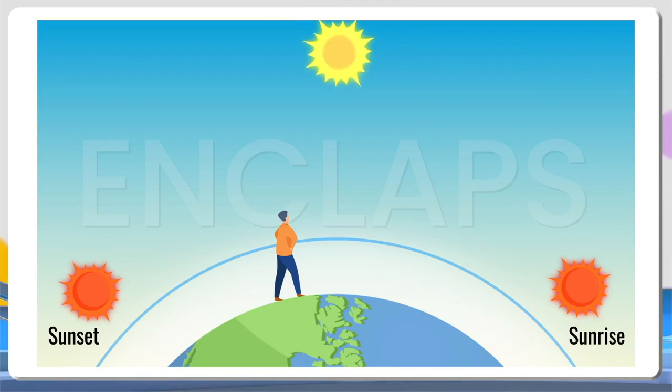Here, it is clear that during sunrise and sunset, sunlight has to travel a greater distance through the atmosphere before reaching the eyes of an observer on the earth. As sunlight passes through the atmosphere, violet, indigo and blue colors undergo maximum scattering due to their shorter wavelength. On the other hand, orange and red colors undergo minimum scattering due to their longer wavelength.